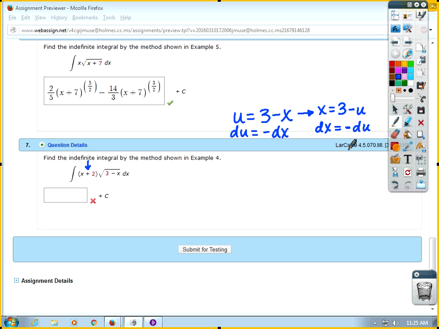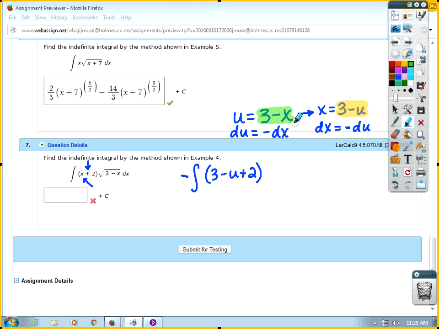So either way you slice it, you're going to have to compensate with a negative. So if you substitute for dx, you would have a negative du. So I'm just going to pull the negative to the front. So we have negative integral. All right, so your x plus 2, you're going to have to add 2 to what your x is. So my x is over here. I have 3 minus u. So I'm substituting that over here in place of the x. But I have to add 2 to that. So that's going to be 3 minus u plus 2.